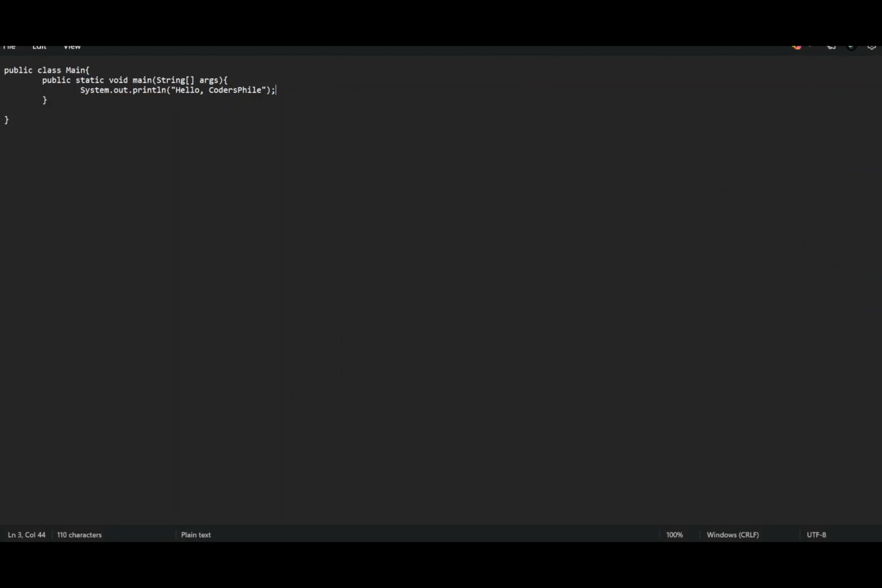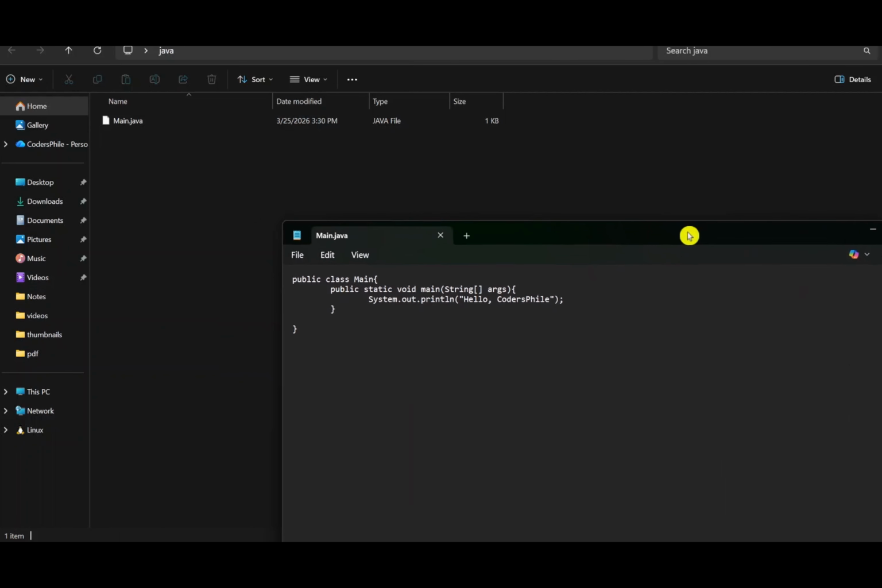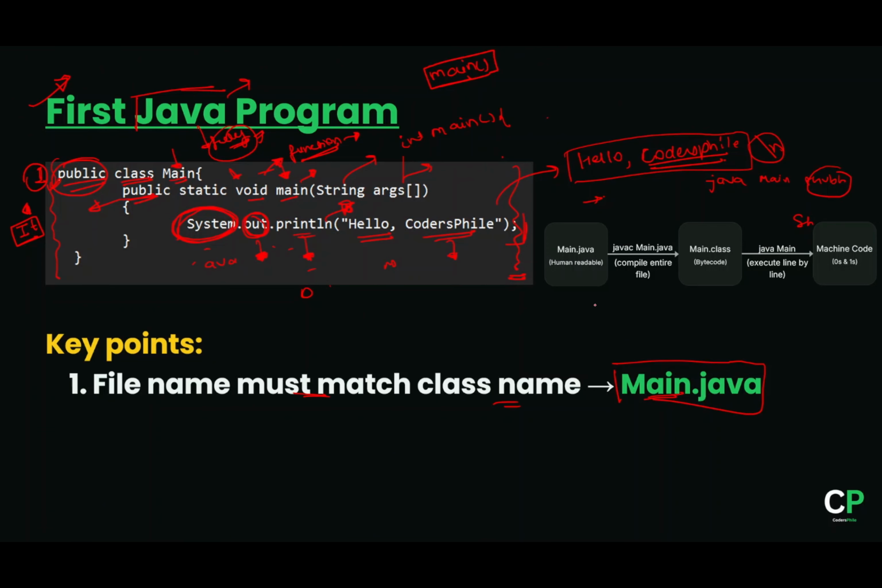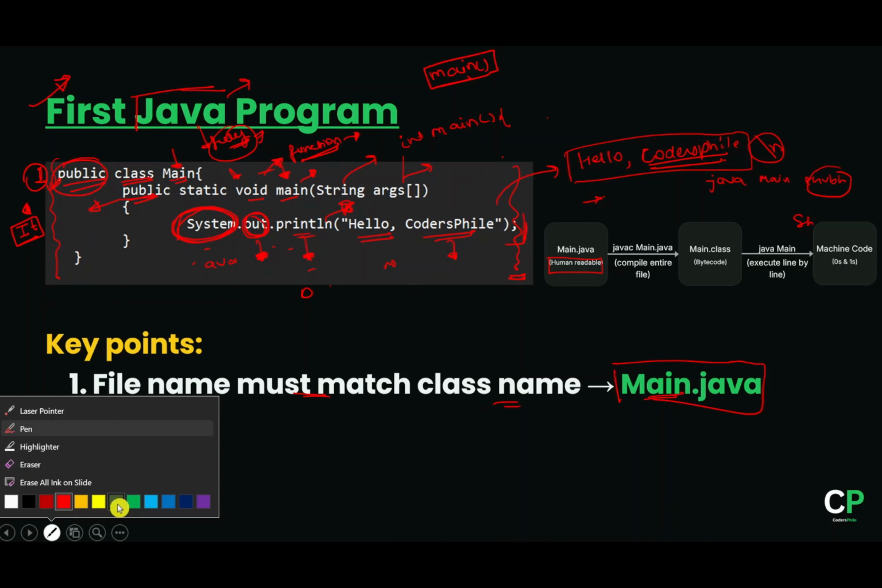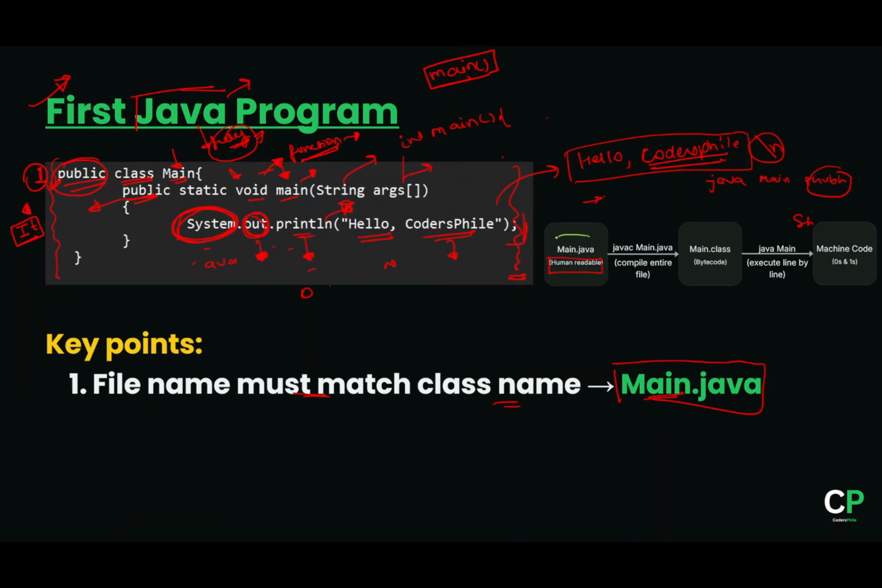Now save it. As you can see here, our program is saved. As I have already told you, this main.java that we have created is the source code. It is human readable. As I have already explained, this main.java file must be compiled into bytecode. It is the intermediate step in which we compile our source file into bytecode with the help of the javac compiler.